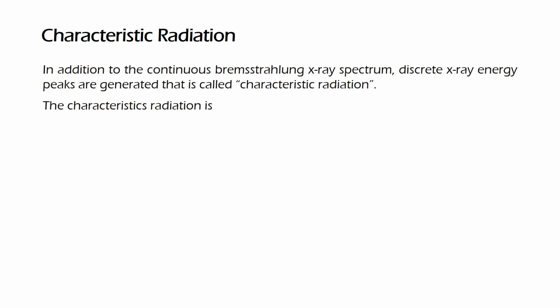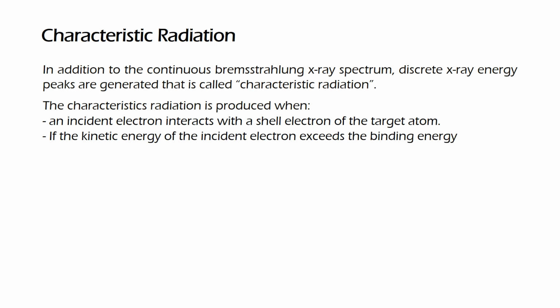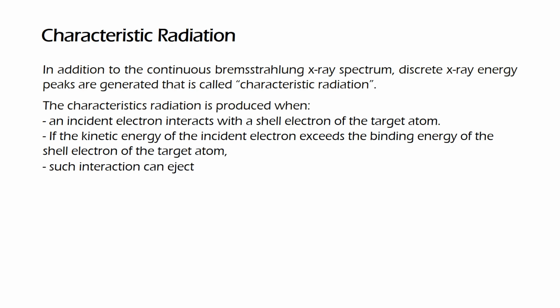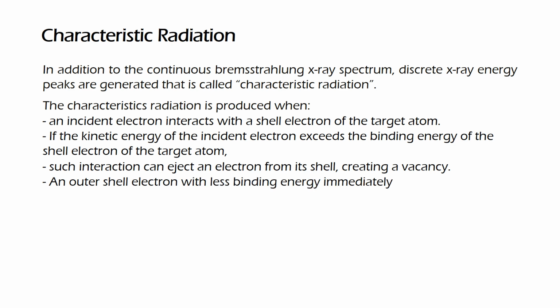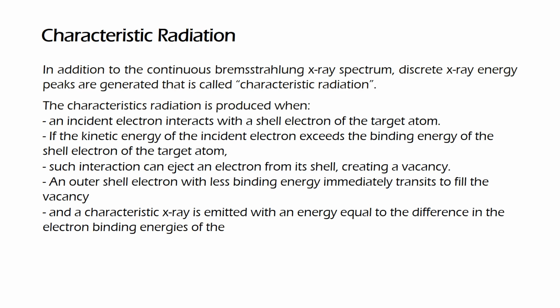The characteristic radiation is produced when an incident electron interacts with a shell electron of the target atom. If the kinetic energy of the incident electron exceeds the binding energy of the shell electron of the target atom, such interaction can eject an electron from its shell, creating a vacancy. An outer shell electron with less binding energy immediately transits to fill the vacancy, and a characteristic X-ray is emitted with an energy equal to the difference in the electron binding energies of the two shells.